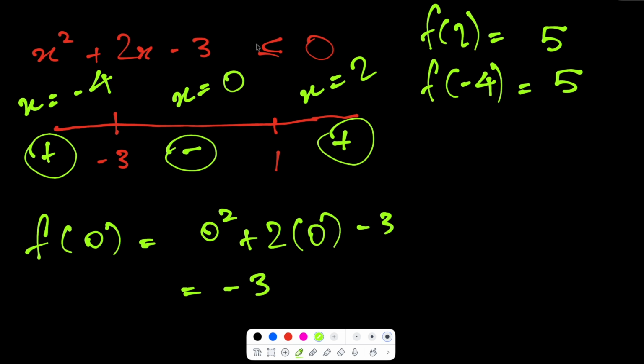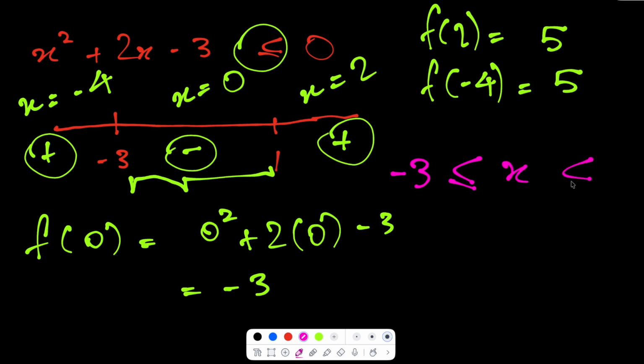The question is asking us for all the values of x that give x squared plus 2x minus 3 less than 0. As you can see, that means the negative region. That is the region between minus 3 and 1. We can conclude that the range of values of x for which f(x) is less than or equal to 0 is minus 3 less than or equal to x less than or equal to 1.